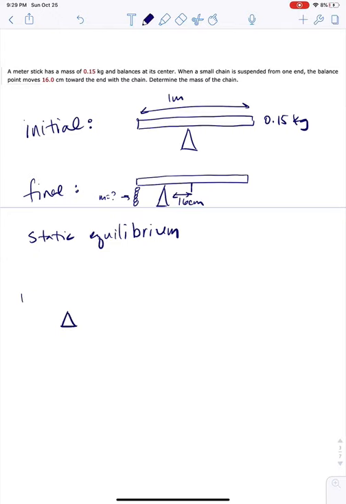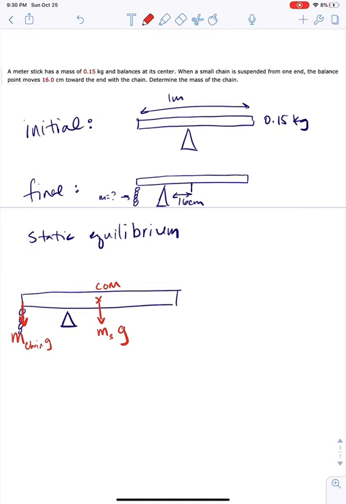I'm going to draw the second state over here bigger. Okay. So we've got our chain here. And we've got two forces on the meter stick. We've got mass of our stick times G here, acting on the center of mass of the meter stick. And then we've got M chain G here. Okay. And then we've got also a normal force from the balance point that's acting upward.